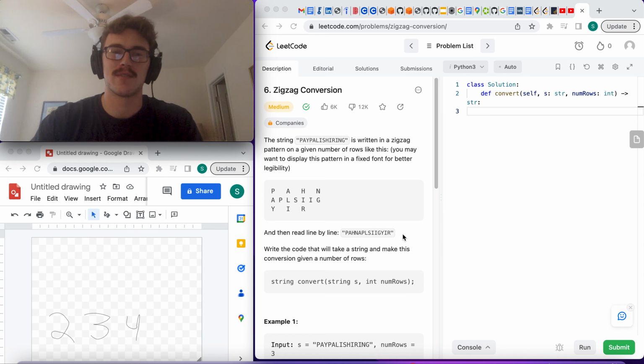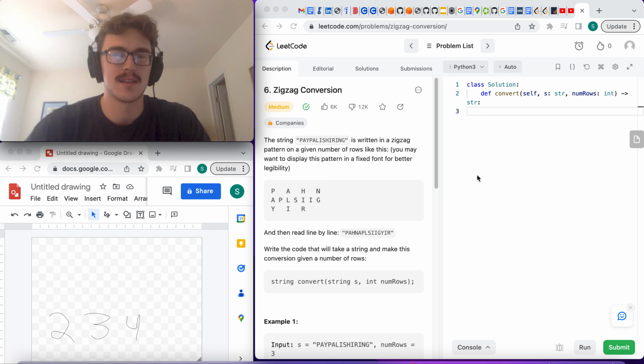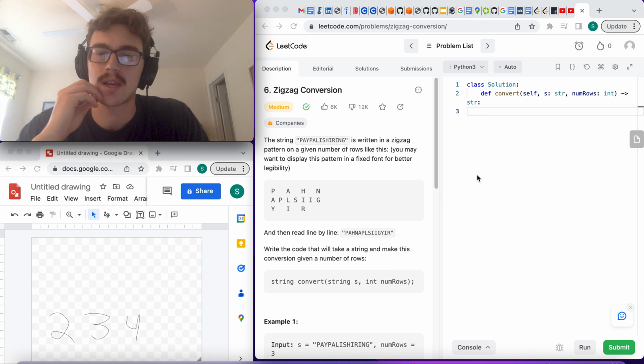Today we are going to be solving LeetCode number 6, ZigZag Conversion. This is a medium problem, so it's trickier. The problem is you're given a string. In this first example, they give us PAYPALISHIRING, and you're supposed to write an algorithm where it's written in a zigzag pattern on a given number of rows.